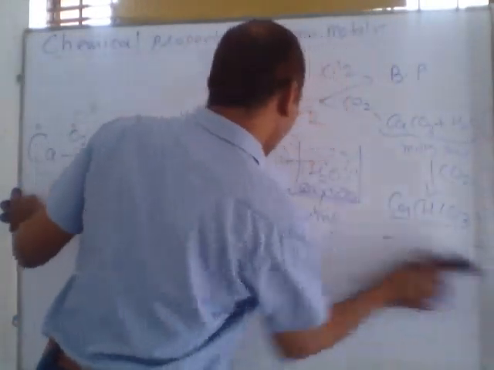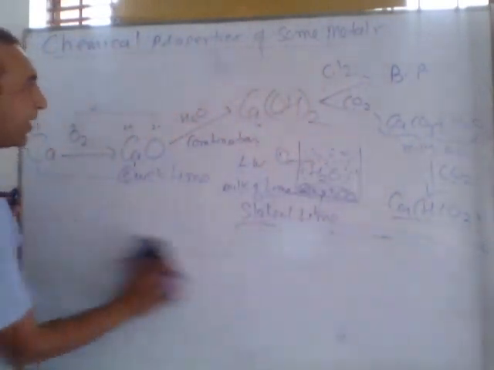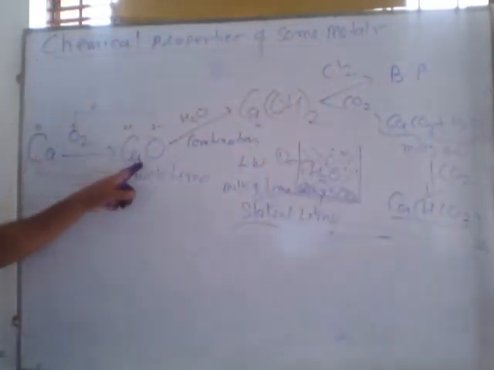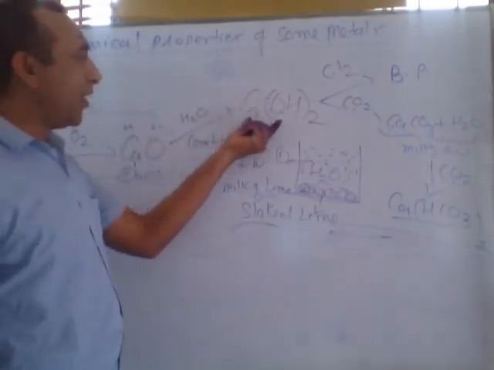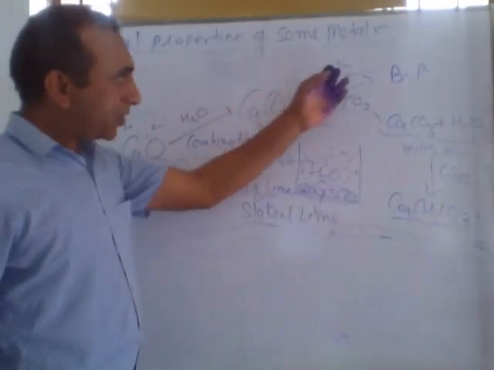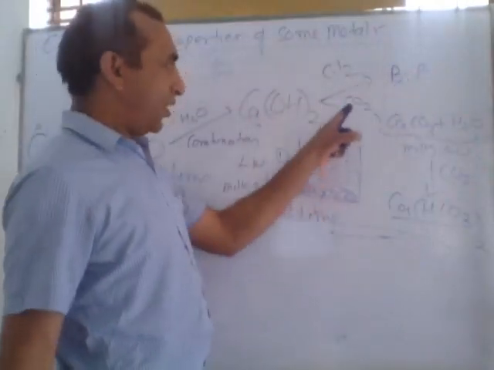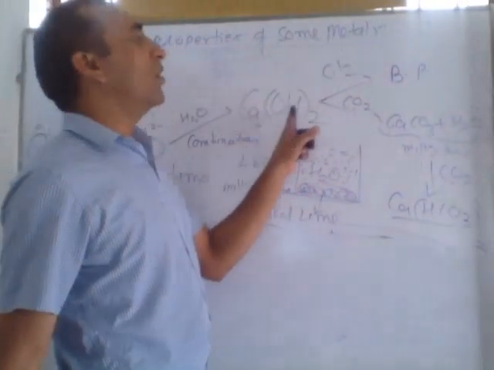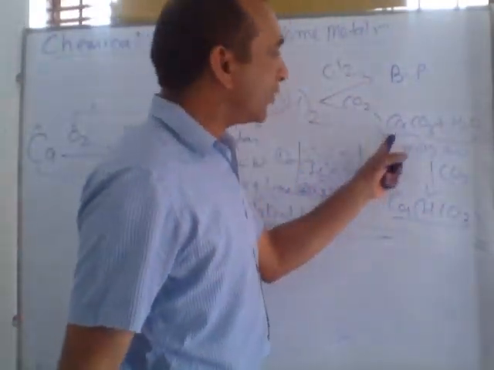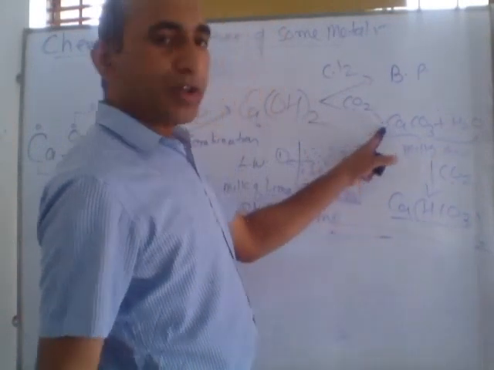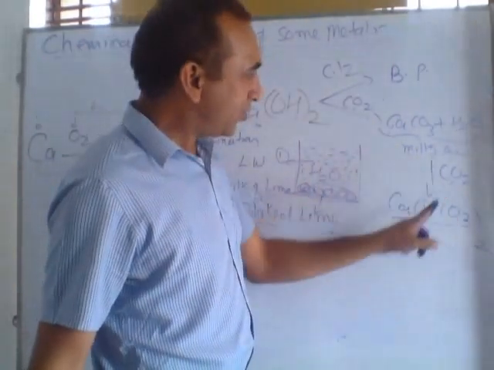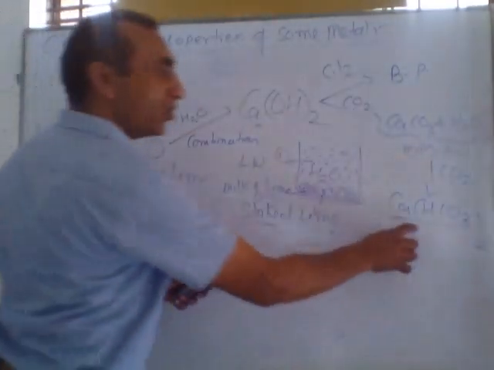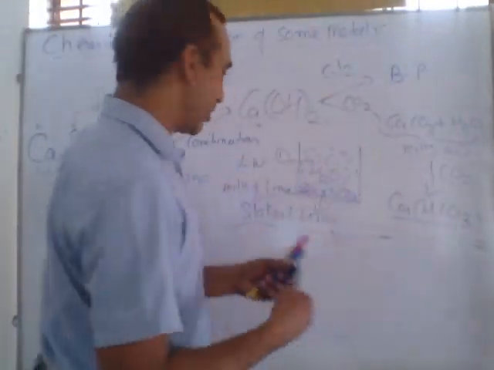Listen, so we continue with the properties of calcium. Calcium reacts with oxygen, calcium oxide forms. Calcium oxide on dissolving gives a combination reaction, forming calcium hydroxide. If we pass chlorine gas in calcium hydroxide, then bleaching powder forms. By passing CO2 gas in calcium hydroxide, calcium carbonate is formed. This is an insoluble solid compound called limestone. On further passing of CO2, calcium bicarbonate is formed. Remember, calcium bicarbonate is soluble, but calcium carbonate is not soluble.